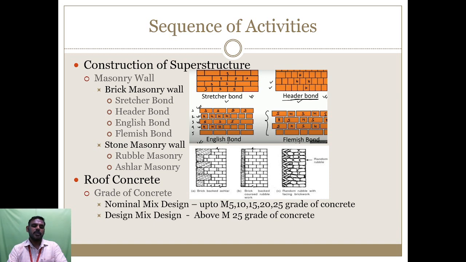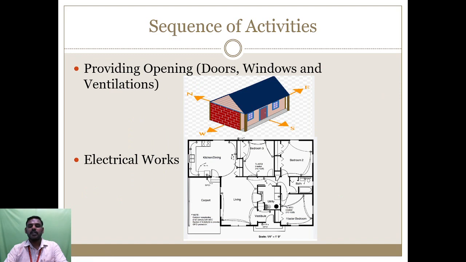Then stone masonry: rubble masonry and ashlar masonry. Rubble masonry is used for compound walls, and ashlar masonry for internal walls. Stone masonry is nowadays seen in temples. Roof concreting: there are two different types of concrete, nominal mix concrete and design mix concrete. Up to M25 grade, nominal mix concrete is used; above M25 grade, design mix concrete. For roof concrete we have to use both reinforcement and concrete. Reinforcement takes care of tension load and concrete takes care of compression load.